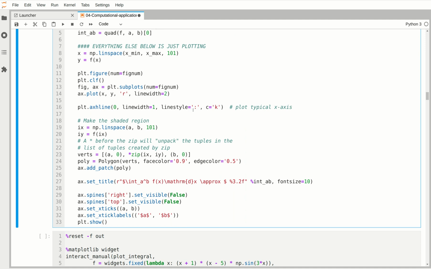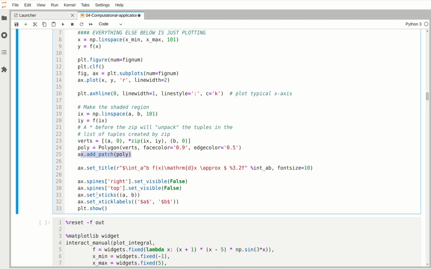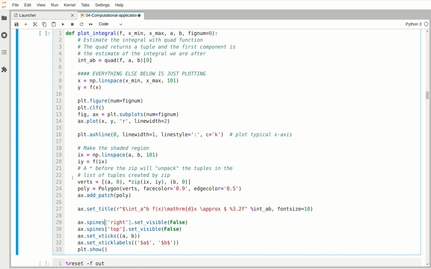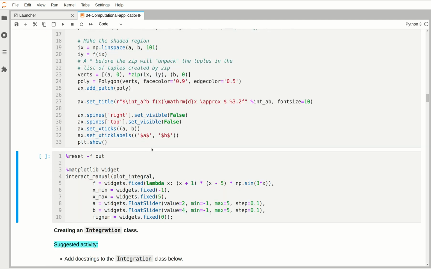Then I plot a typical x-axis, or you could just call it a horizontal axis. And then everything else is making that shaded region by creating a polygon based on evaluating the curve at a set of points and shading it in as a patch. That's all that this is doing down here. And then I'm just setting up some stuff involving how I'm making the plot look down below. So it looks like a lot of code. It looks like 33 lines, even with some spacing. But in the end, all the computations here and everything else is about the visual storytelling of how to interpret the integral. So we'll go ahead and run that.